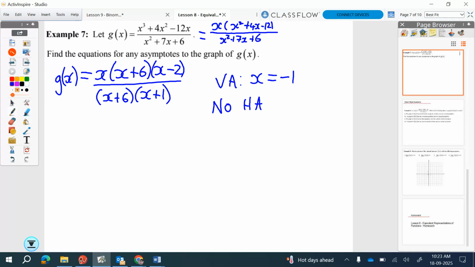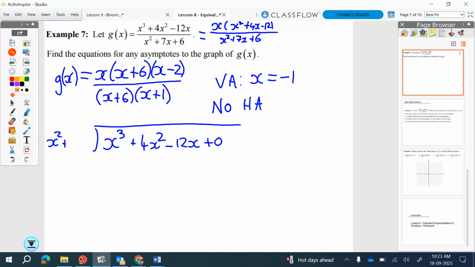And then lastly, we need to find the equation of the slant asymptote. This is going to be a little bit trickier. We're going to need x cubed plus 4x squared minus 12x plus 0. Add in any terms that are missing. We're going to divide that by x squared plus 7x plus 6.